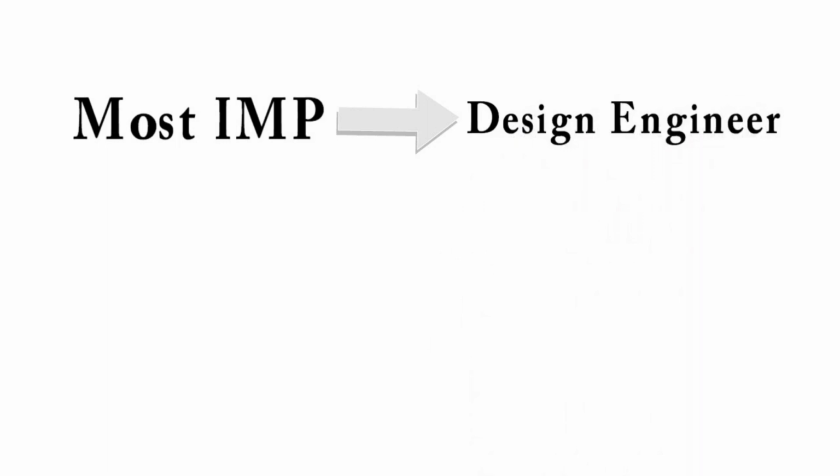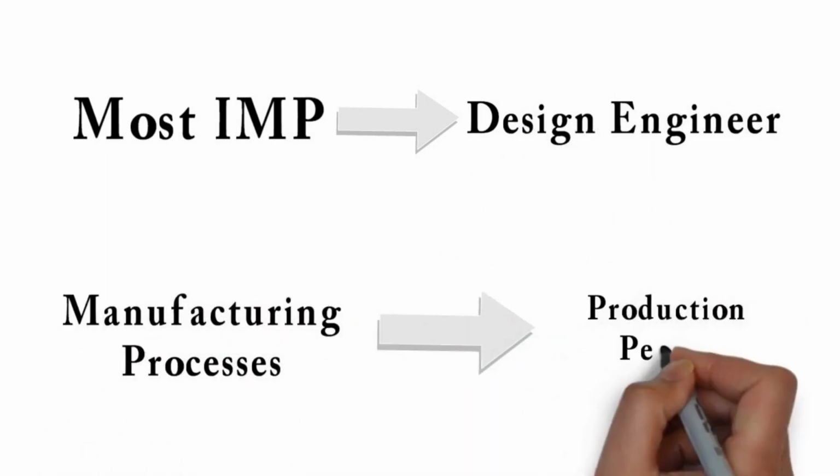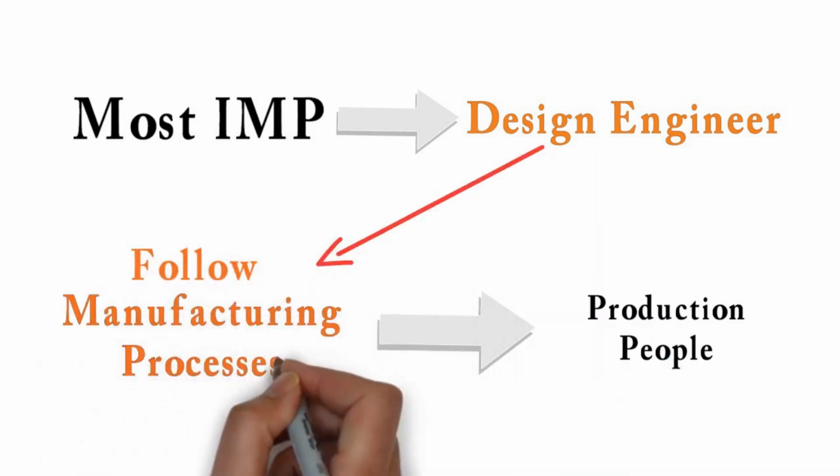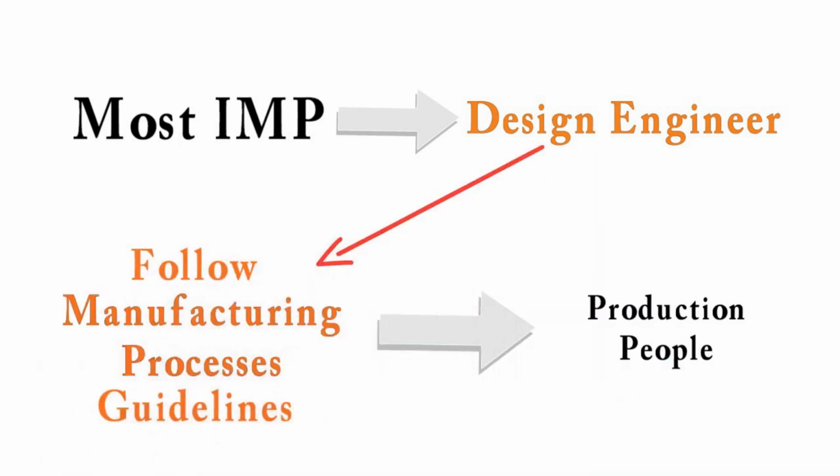Manufacturing process. This is the most important subject for a mechanical design engineer. Some people think that manufacturing process is for production people only. If you are a design engineer, you have to follow manufacturing guidelines while designing a manufactured part.